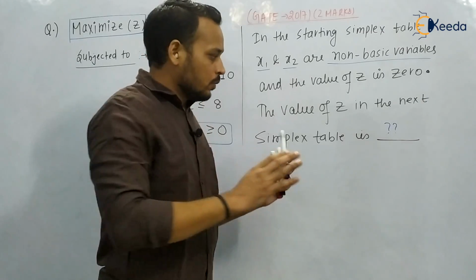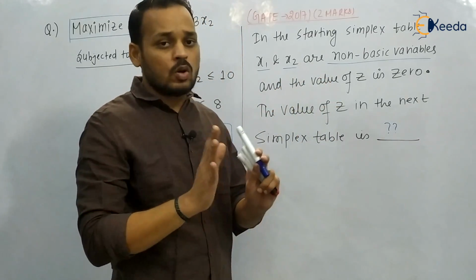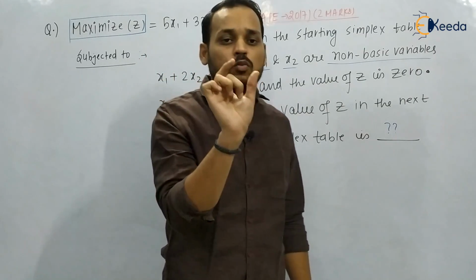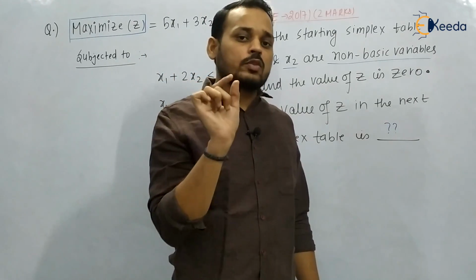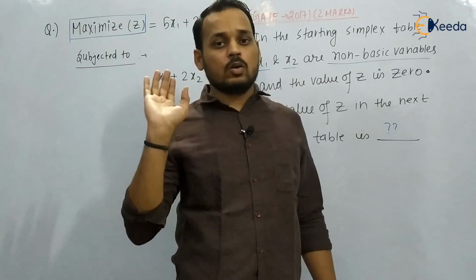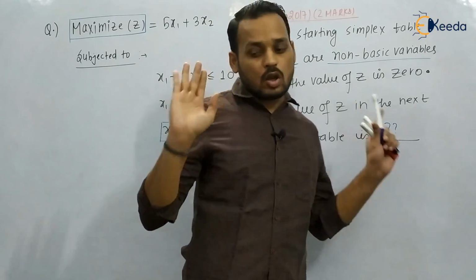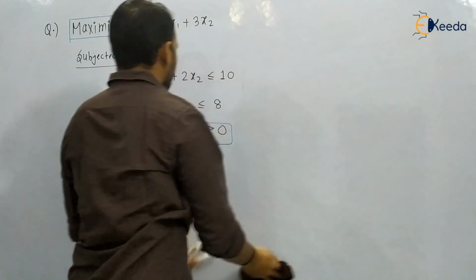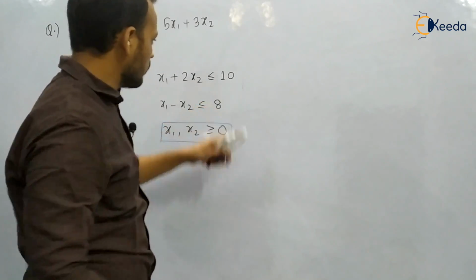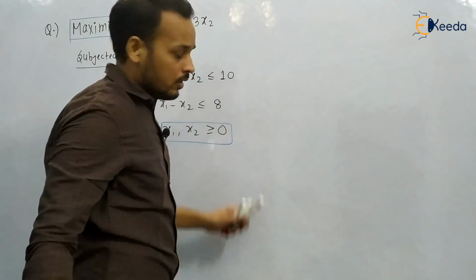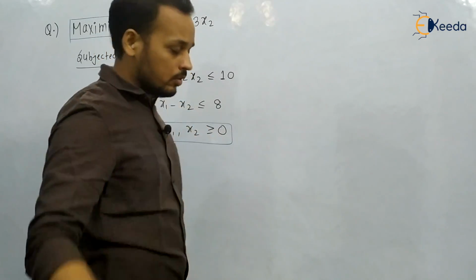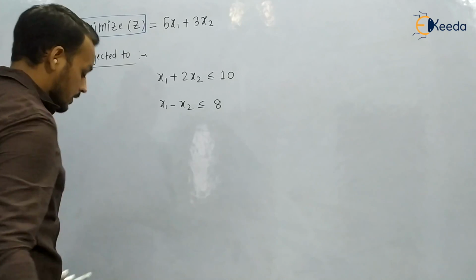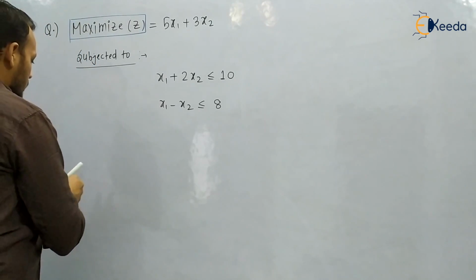We will see it with the help of the simplex table, and also with the help of a shortcut. Shortcut means the formula I have already told you: z new equals z old plus z improvement. With both cases we can solve the question. First we will apply the simplex method. For that, we have to convert our linear programming problem into a standard problem.